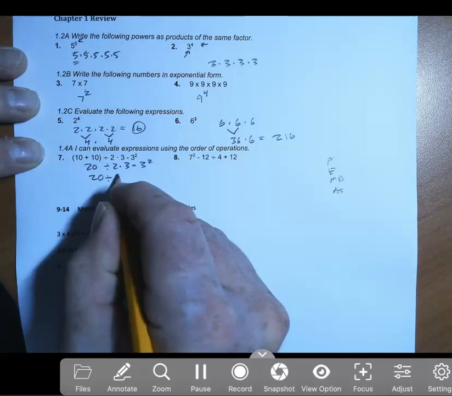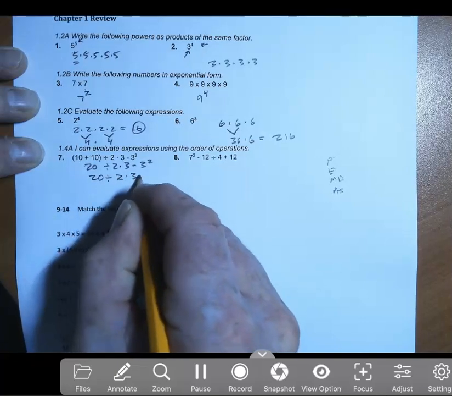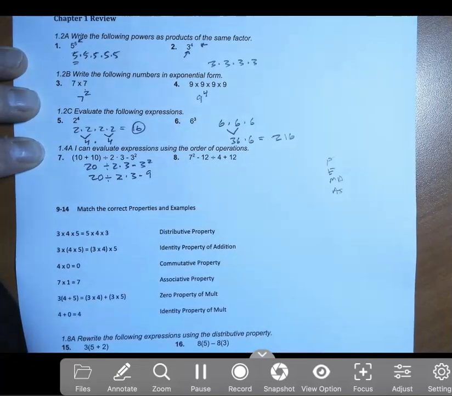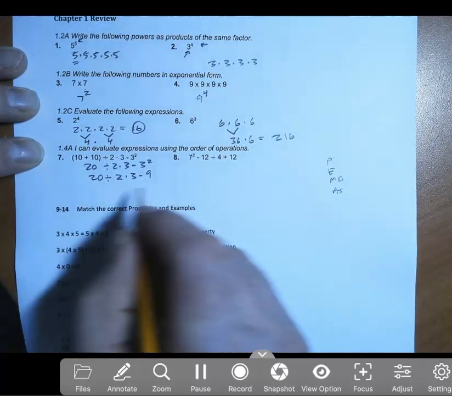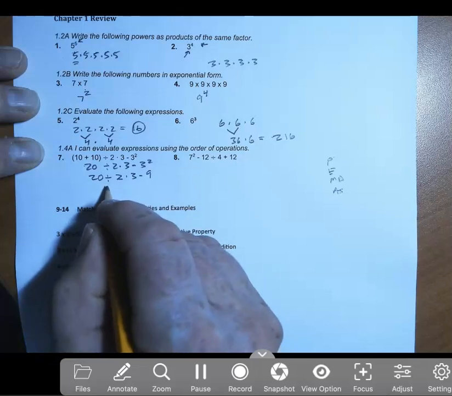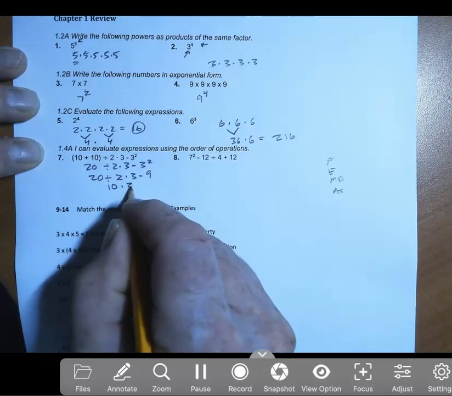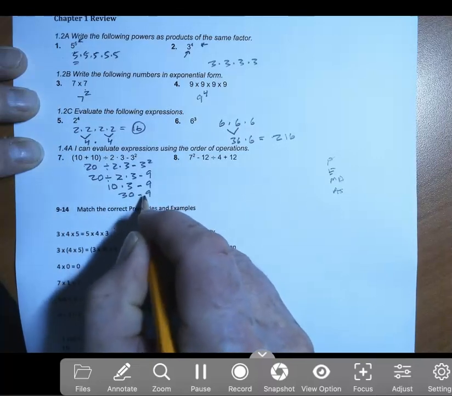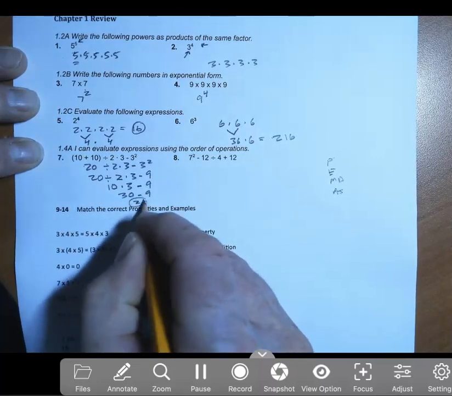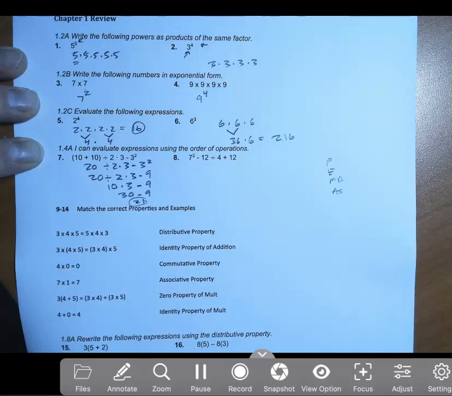20 divided by 2 times 3 minus, that's 9, not 6, it's 3 times 3. And let's see, now we've got division comes before multiplication, so we do that. 10 times 3 minus 9, this is 30, minus 9, that looks like 21 for our total there.